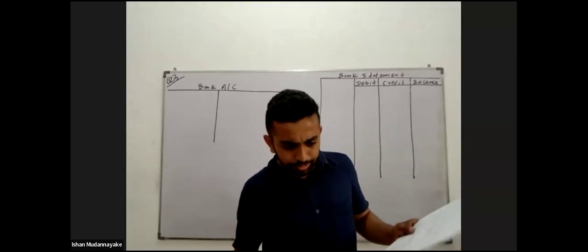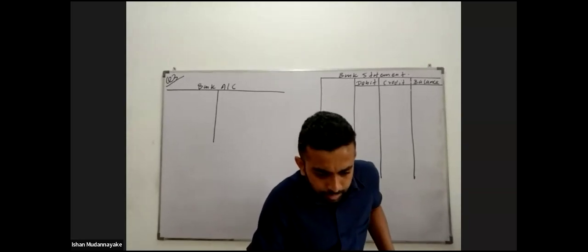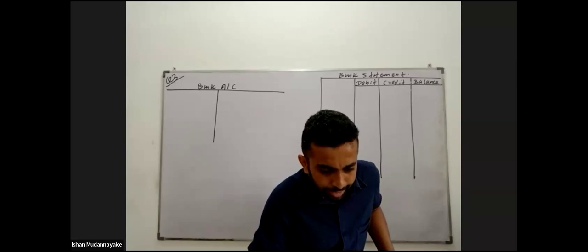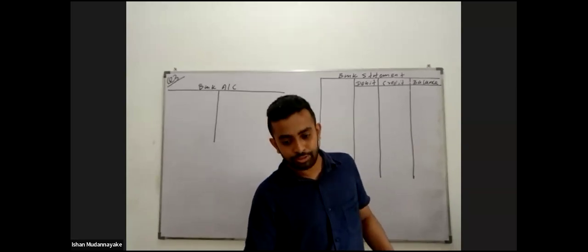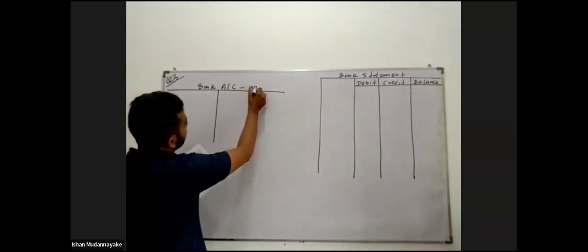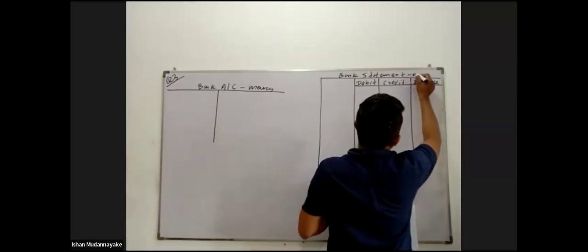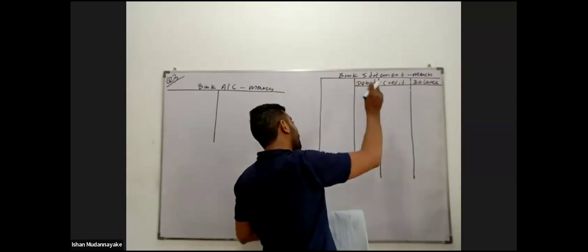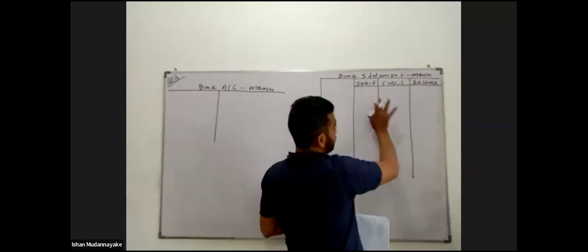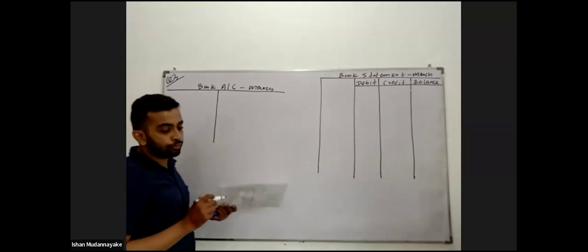Now look at the first transaction. We need to prepare the bank account and bank statement for the month of March. This is Sampath Bank. Sampath Bank prepares the bank statement for the month of March. Our business prepares the bank account for the month of March.